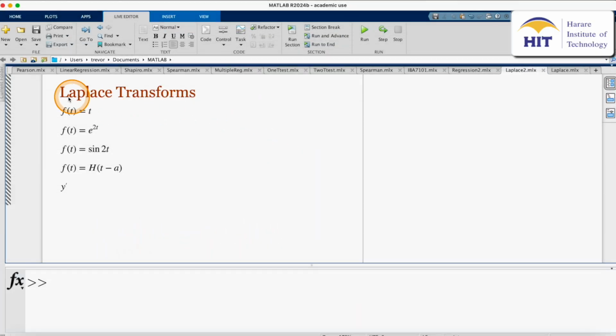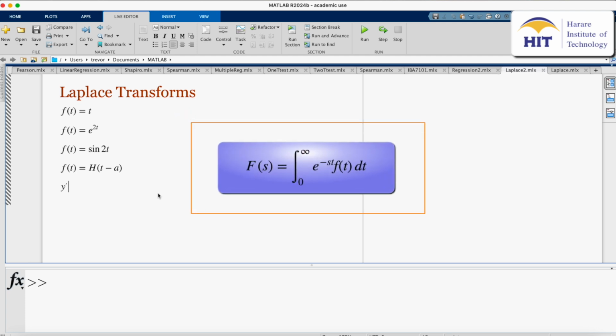In this video, I'm going to find the Laplace transform of the functions that are appearing here. The Laplace transform of a function f of t defined for t greater than or equal to 0 is given by F of s is equal to the integral from 0 to infinity of exponent of minus st multiplied by f of t with respect to t.